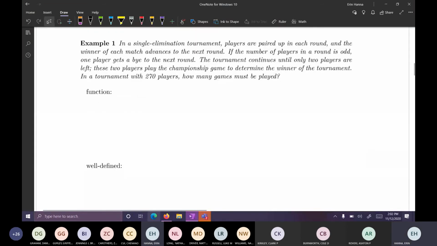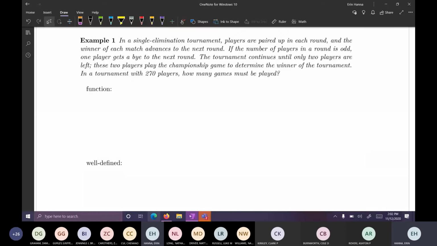So, say we have a single elimination tournament. Players are paired up each round, and the winner of each round advances to the next round. If the number of players in a round is odd, one player gets a bye to the next round. The tournament continues until only 2 players are left. The 2 players play the championship game to determine the winner of the tournament. If a tournament has 270 players, how many games must be played?